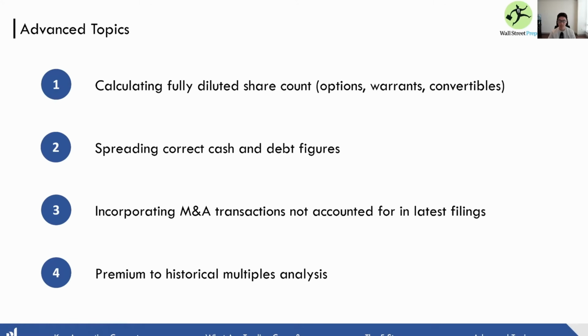Then spreading cash and debt figures correctly. Right now, I kind of pulled the figures for you, but a lot of times things could get a little bit tricky there too. So you kind of have to dig into the actual financial statements in order to get your correct figures. Third one is kind of what I would consider the trickiest, which is incorporating M&A transactions not accounted for in the latest filings.